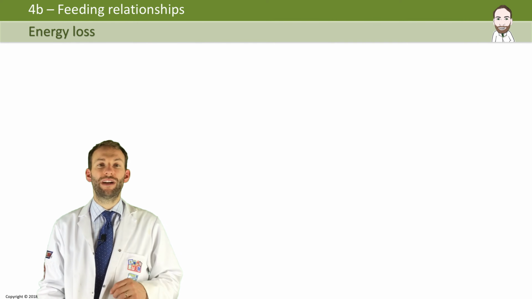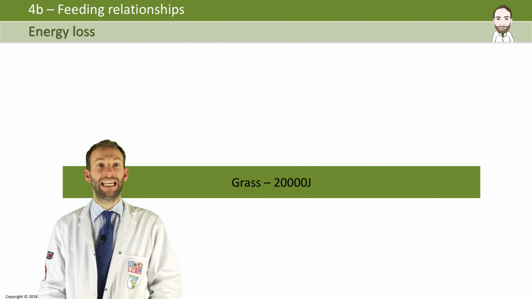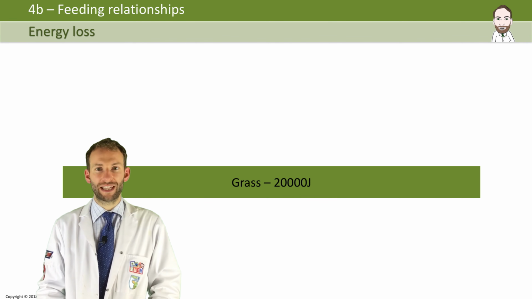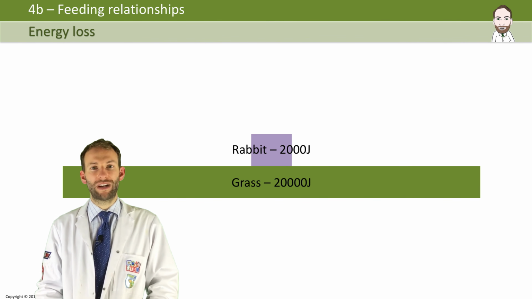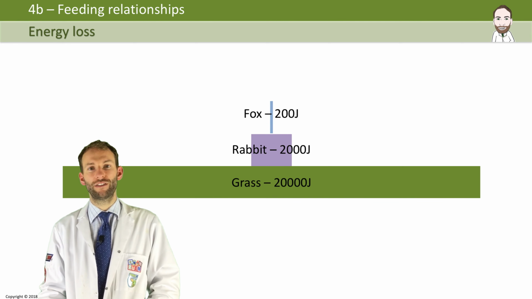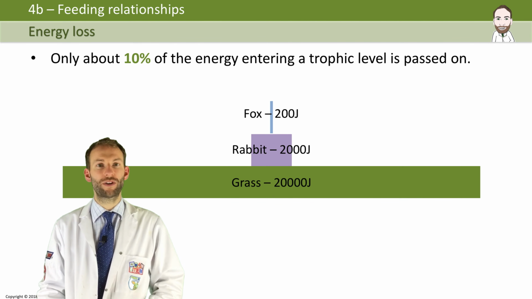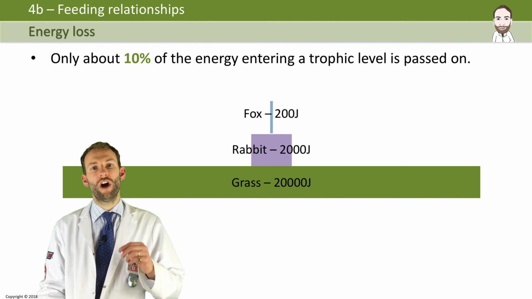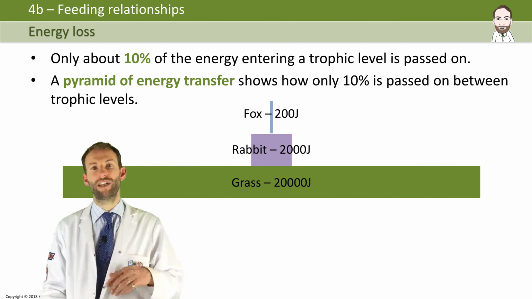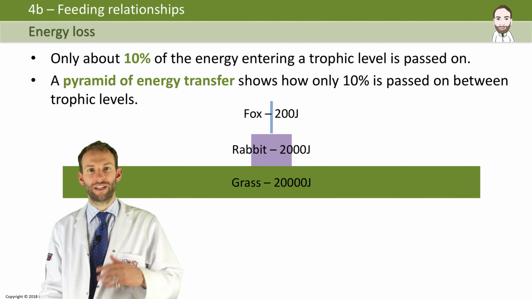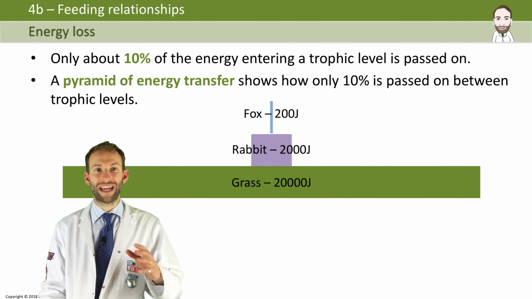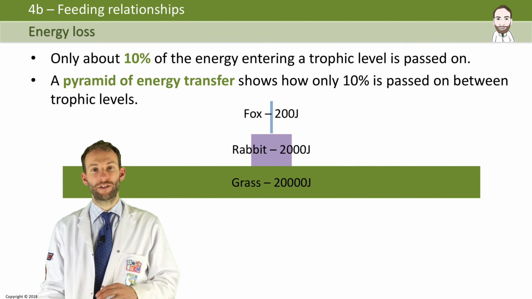What you can do is you can represent the energy in the food chain in a pyramid shape again. We can see here that, let's say the grass has 20,000 joules of energy in it. A rabbit only gets 2,000 joules of that, and the fox only gets 200 joules of that. We call this the 10% rule. Only 10% of the energy moves from one trophic level to the next. The other 90% is wasted from all those processes we've just been talking about.